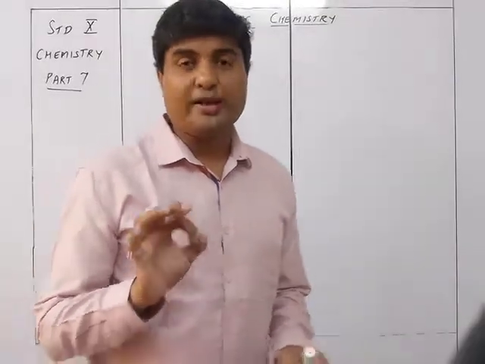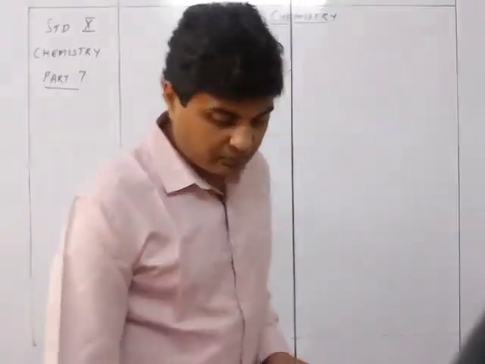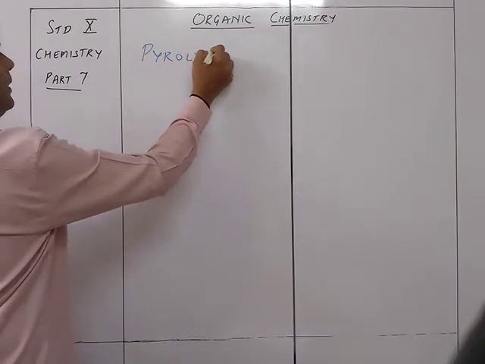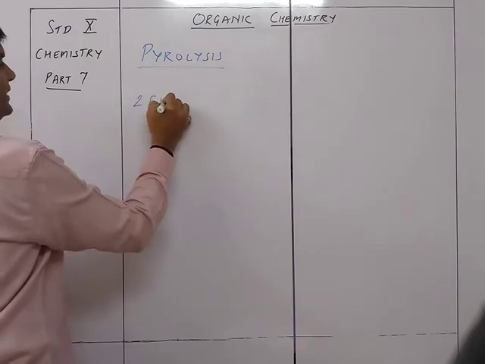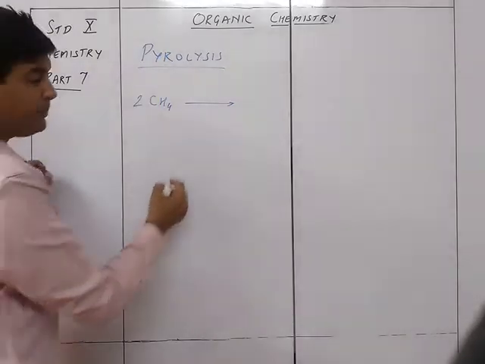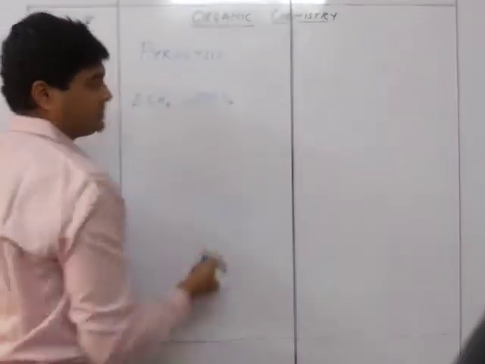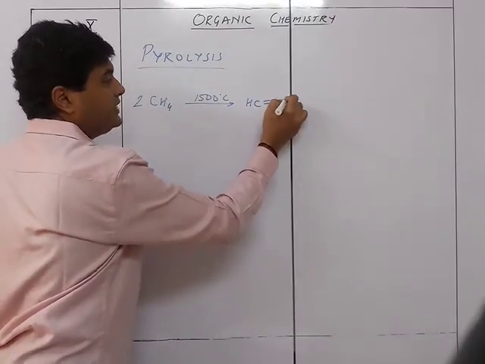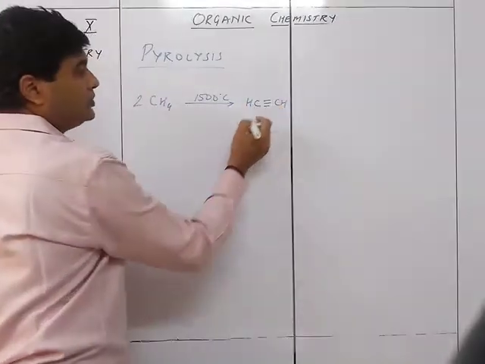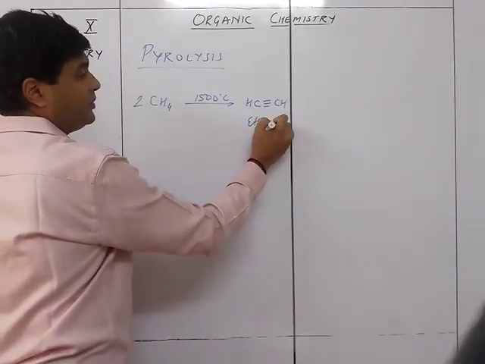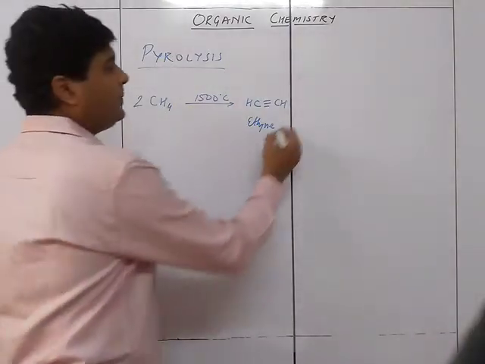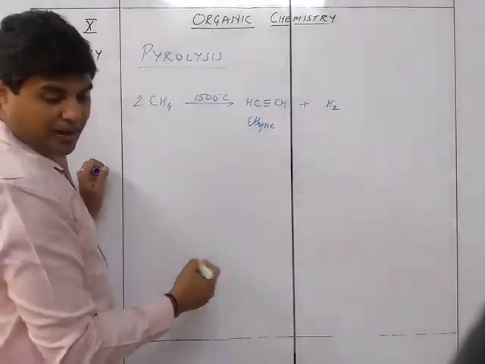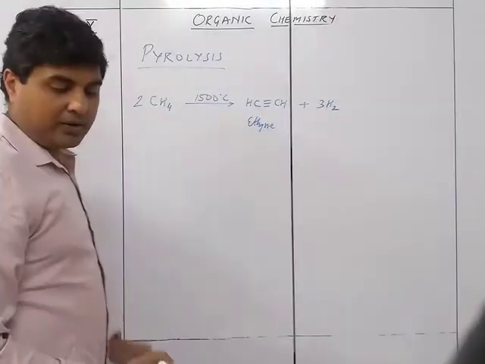This process is called pyrolysis. So that is the condition: pyrolysis. Pyrolysis is the method in which 2CH4, on heating at a temperature of 1500 degrees Celsius, a very high temperature, is going to get converted into HC triple bond CH, ethyne, plus hydrogen gas is released. So hydrogen over here, balancing it to 3. So that's what is pyrolysis in this case.